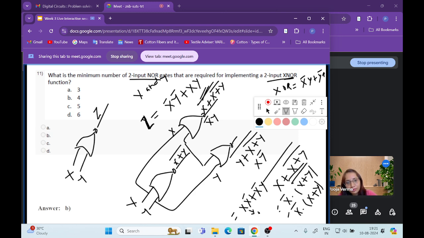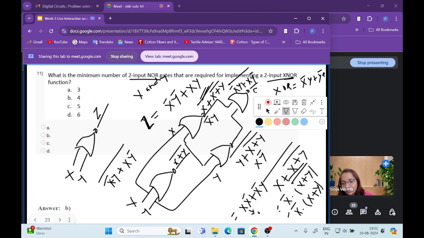Now we need to take this and give it to another NOR gate and check whether the output will come or not. So X bar Y plus X Y bar, this is the output, and then the whole thing is barred. Okay, now solve it. X bar Y plus X Y bar, all barred. Now X dash Y, here multiply. In place of plus there will be a multiplication. X Y bar.